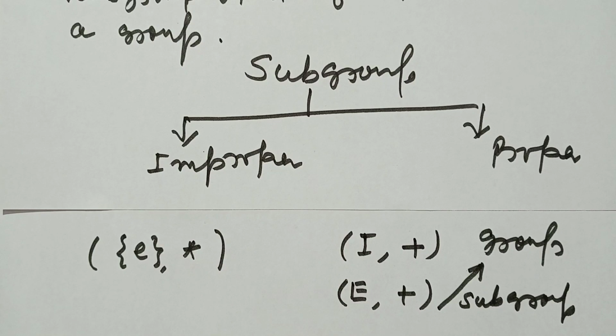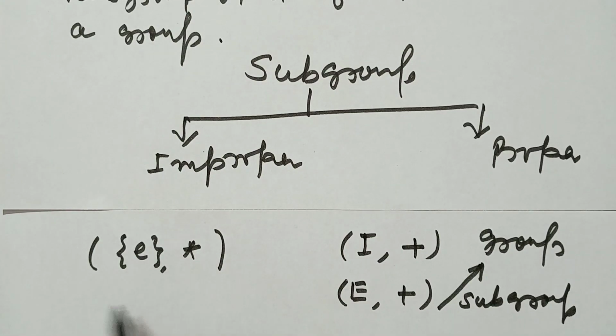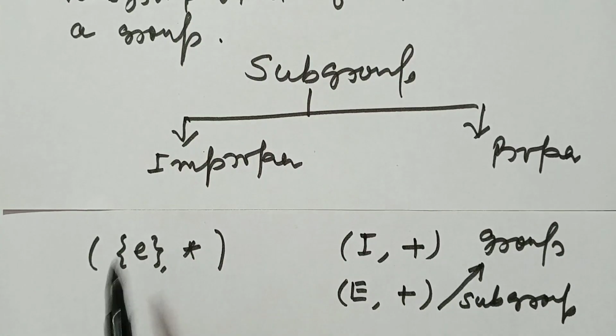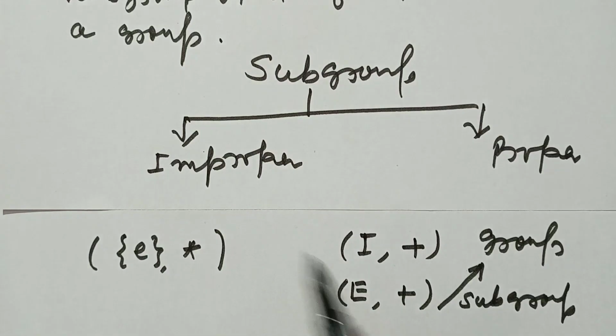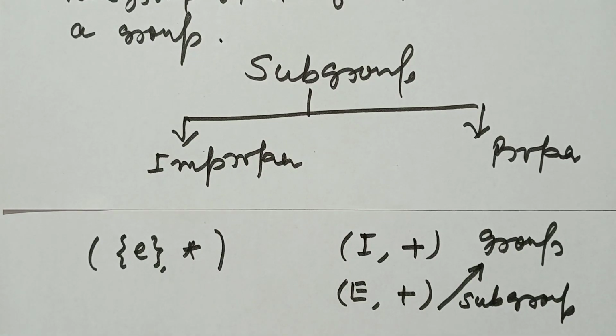A set containing only the identity element with respect to the operation is always a group, and this is the smallest group. This group is called the improper subgroup. So this is the definition of proper and improper subgroup.